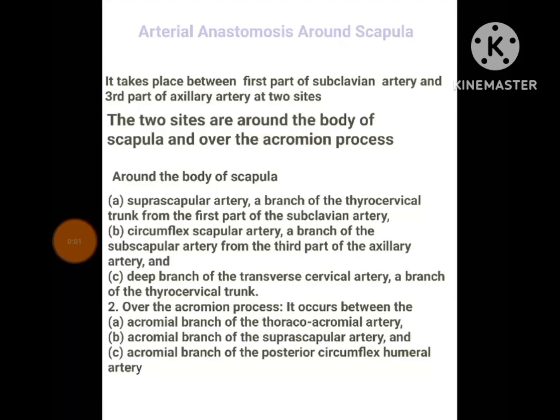Hi guys, today we are going to learn about arterial anastomosis around the scapula. The arterial anastomosis around the scapula takes place between the first part of the subclavian artery and the third part of the axillary artery at two sides. The two sides are around the body of the scapula and over the acromion process.